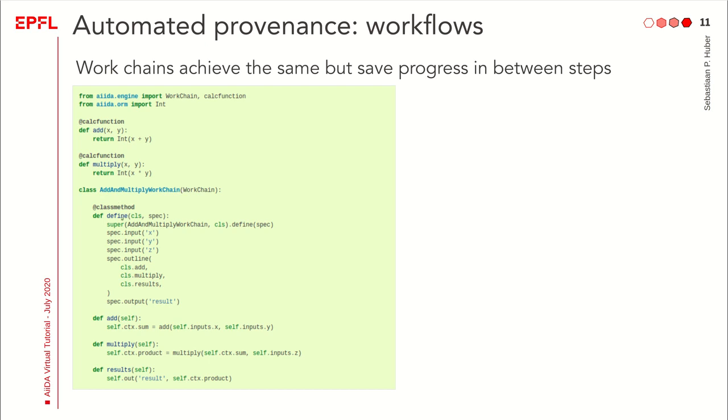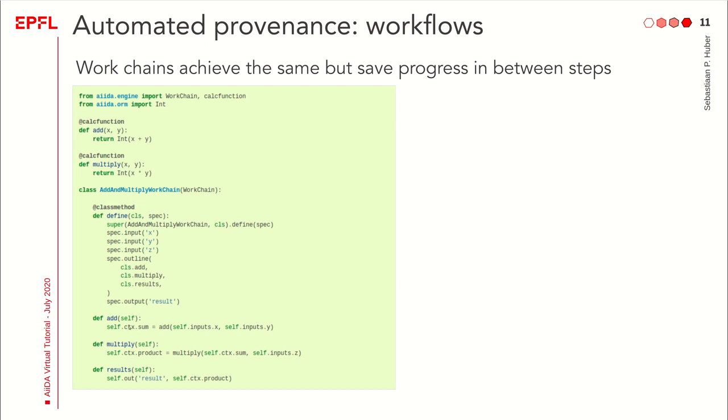As you can see here, a Workchain is a class, and the most important part of it is this define method, where you define the inputs. So we say here, this Workchain takes the inputs x, y, and z, and it produces the result, which is the sum followed by the product. And then there's this outline which explains the steps more or less that it's going to follow. So first it's going to do add, then does multiplication, and finally reports the results.